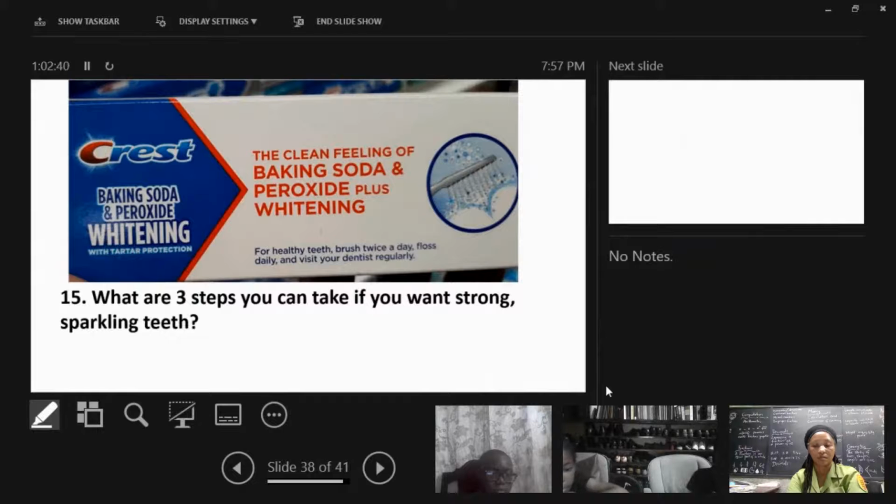Number 15. What are three steps you can take if you want strong, sparkling teeth? For healthy teeth, brush twice a day, floss daily, and visit your dentist regularly. I would say brush twice a day, floss daily, and visit your dentist regularly.